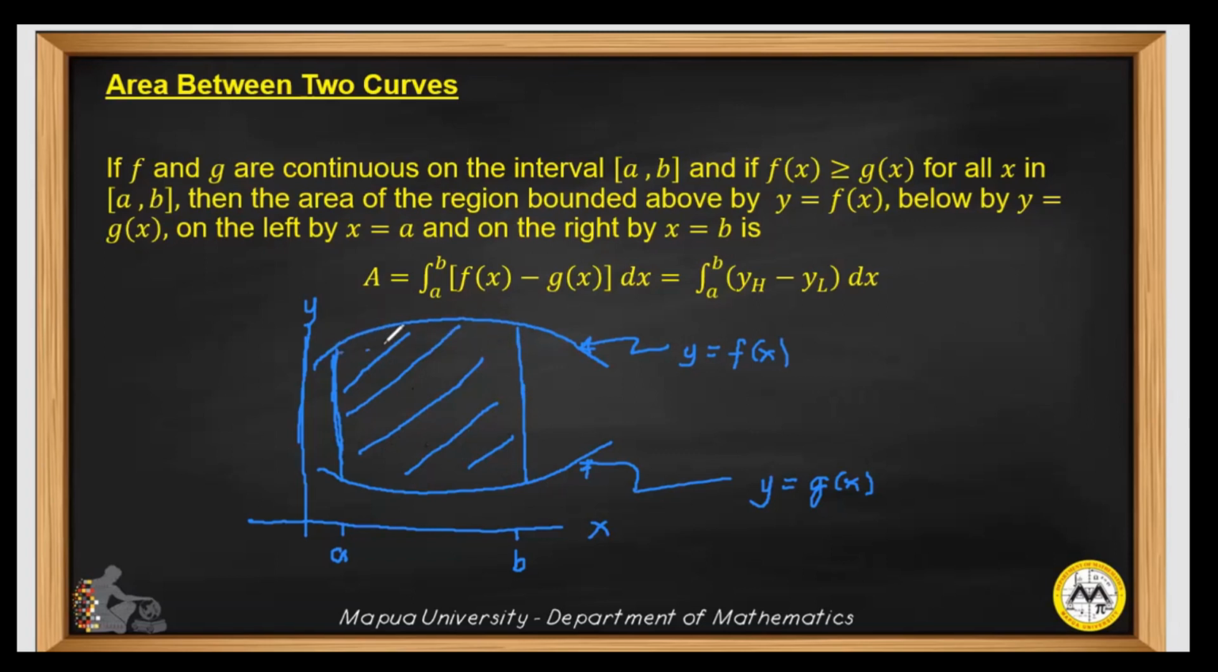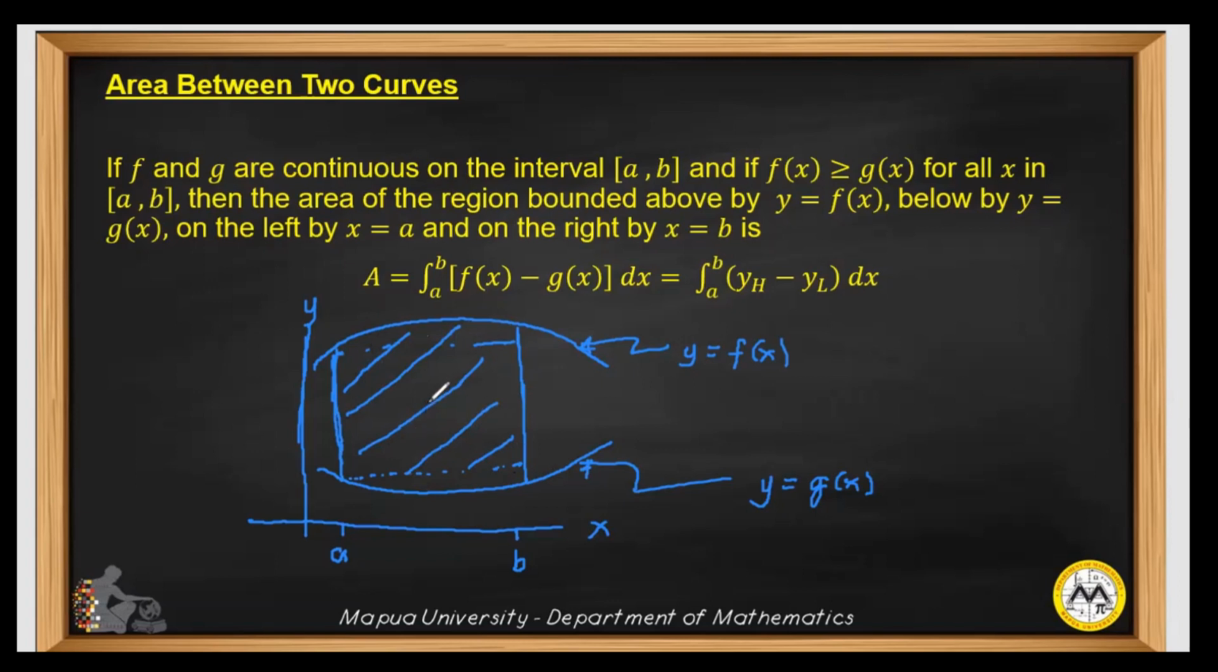Like in here, in this region above the horizontal line, it is bounded by y equals f of x alone. On the region below this line, it is bounded by y equals g of x alone. And on the region between these two horizontal lines, it is bounded on the left by x equals a and on the right by x equals b. So there is no consistency.